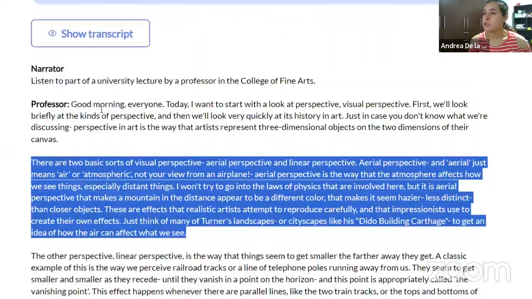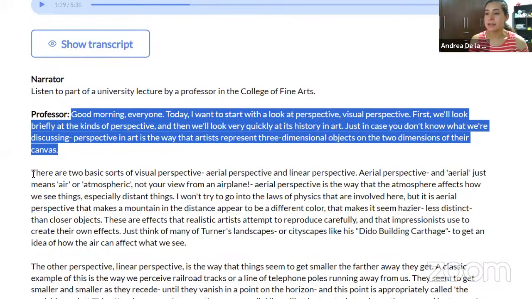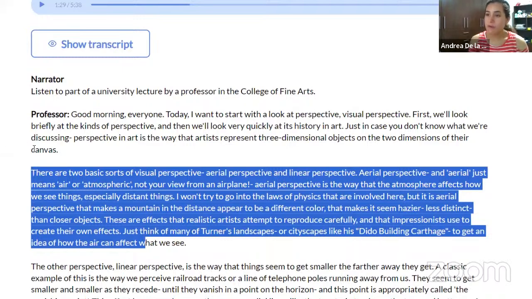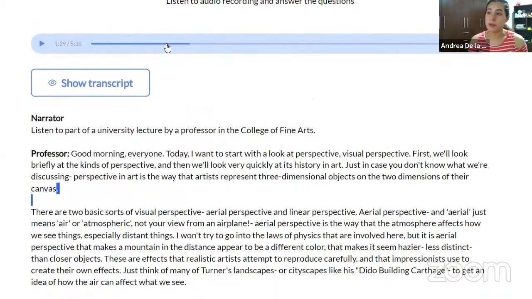Now, what I want you guys to do is pay attention to the content, but I also want you to pay attention to the way the professor speaks. Because if you realize, every time that the professor is finishing an idea and is starting a new idea, you have a small pause. The professor lowers his voice, makes a pause, and then raises his voice again. And I want you to pay attention to that. Let's hear this part right here.